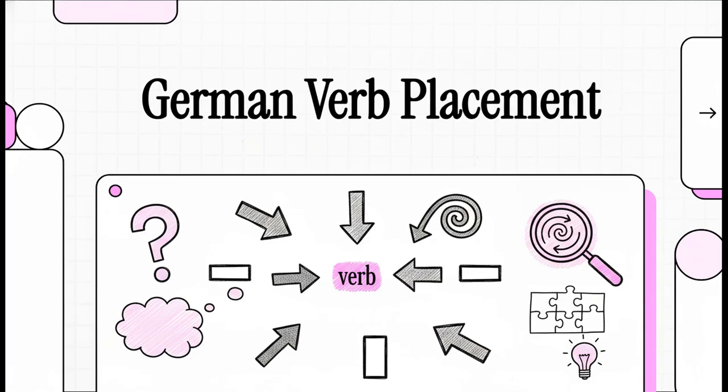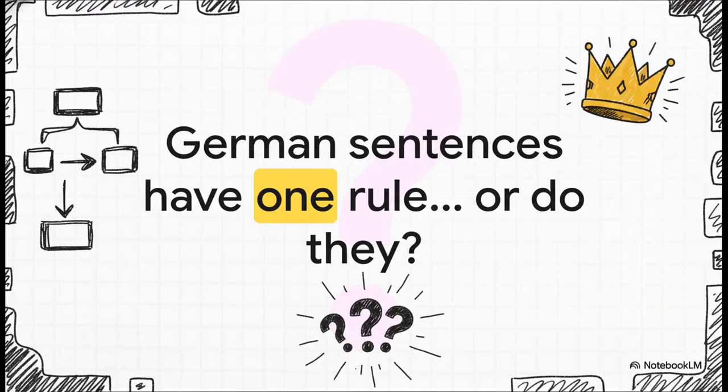If you're learning German, you have definitely felt this pain. Where on earth does the verb actually go? One minute you're told it's in second position, the next it's all the way at the end. It really feels like it has a mind of its own. Well, in this explainer, we're going to demystify German sentence structure once and for all. All right, let's just dive right in.